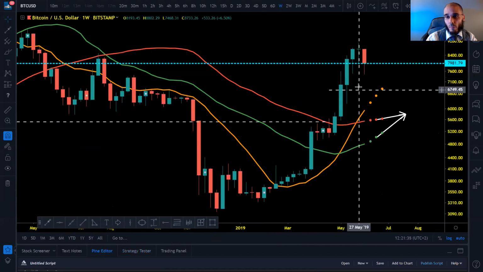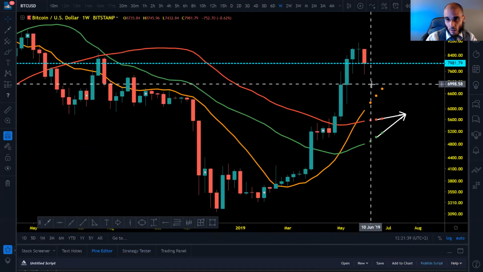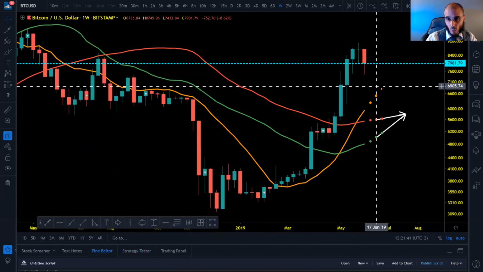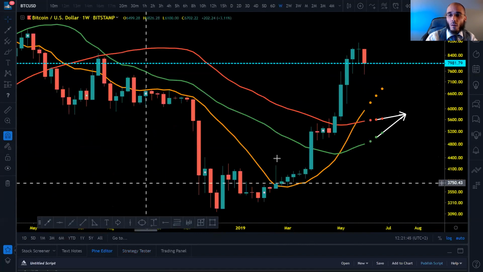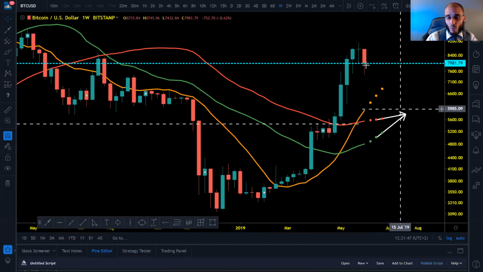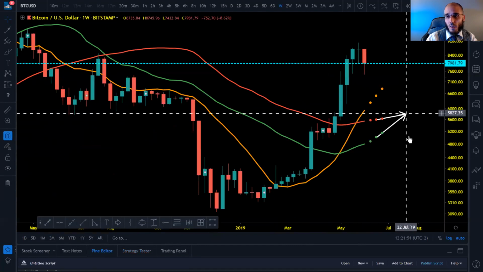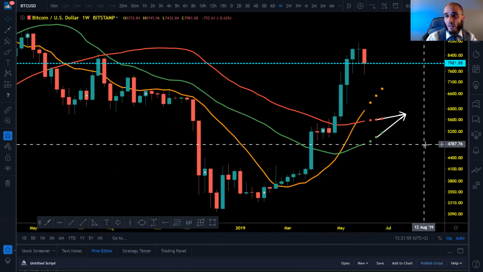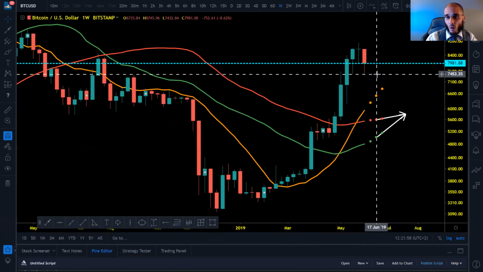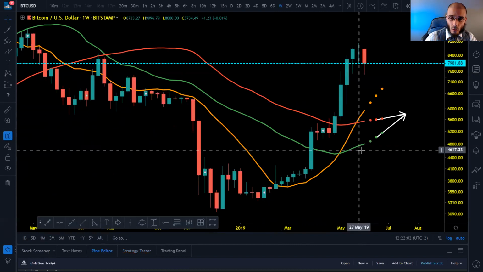Could have a cross here. Price should be attracted to that golden cross, and that golden cross should happen in 1, 2, 3, 4, 5, 6, 7 weeks. So if that is true, we could go down until here and have the cross in 7 weeks. We could get a 9 actually, since we are on the weekly time frame. We could have a 9 and then start a bullish uptrend.